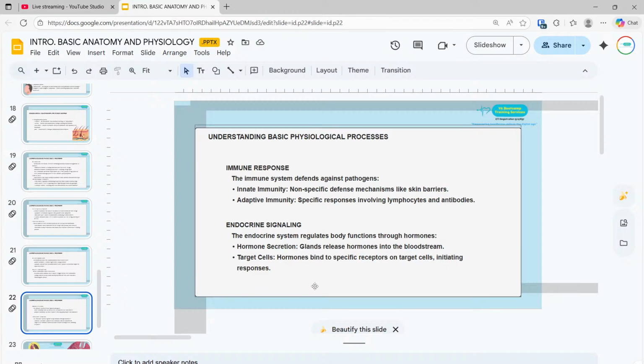And then we also have endocrine signaling. The endocrine system regulates body functions through hormones. Hormone secretion is when the glands release hormones into the bloodstream. And then target cells means hormones bind to specific receptors on target cells, initiating responses. Okay, so these are all the physiological processes of the human anatomy.